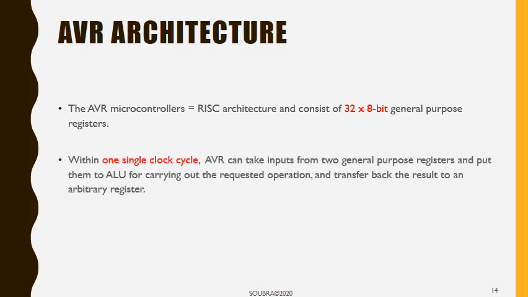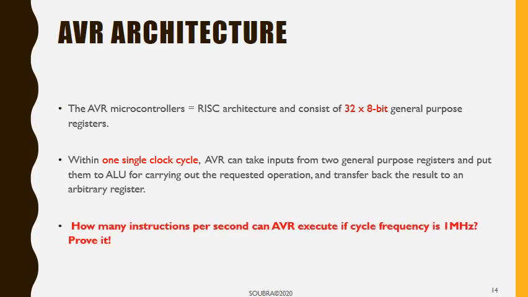So this is what we've learned up to now. Always refer to the data sheet. It will tell you how many general purpose registers you have, which ones are used as inputs, whether you can use them as inputs and outputs, etc. It doesn't really matter. The idea here is everything's happening in 1 cycle. My question to you is, how many instructions per second can I execute when I'm using an AVR if my frequency is 1 megahertz, and why?